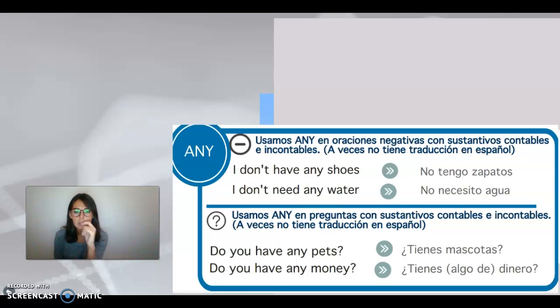¿Alguna mascota? ¿Una mascota? If I say some pets, si digo some pets, estoy dando por hecho que tienes unos. ¿Tendrás algunos? ¿Varios? It's slightly different, but pueden usarlo indistintamente, some and any for questions. It's okay, right? So, do you have some pets? Do you have any pets? Both correct.